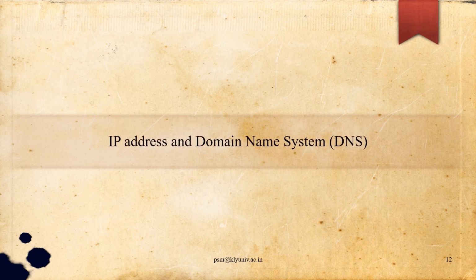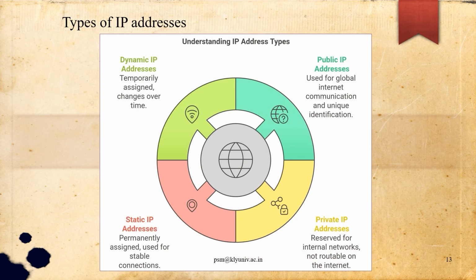Now we are going to discuss the IP address and domain name system. So what are the different types of IP address? An IP address is a unique address to identify a device in the network, and that device may be a computer, a printer, a router, or anything. It can be an end user device, it can be an intermediary device. Every device must be uniquely identified.